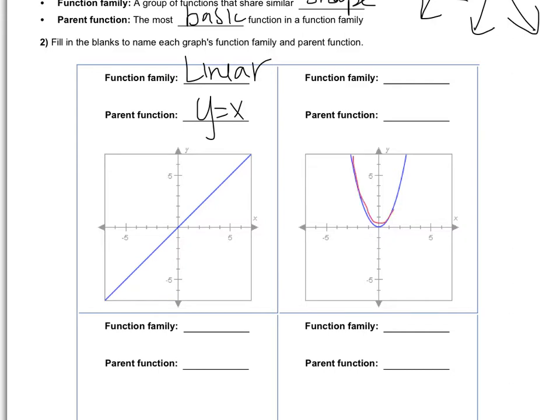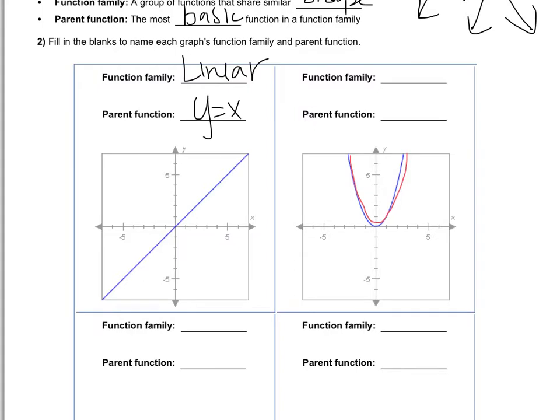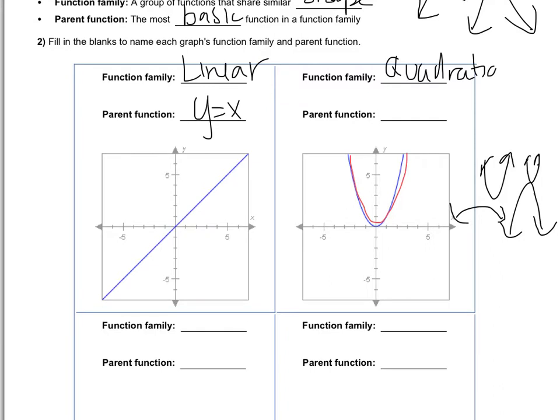All of our parabolas are going to be part of the quadratic function, whether they open up or down, or if they're really wide, or if they're really skinny, they're all quadratic. And their parent function is y equals x squared.